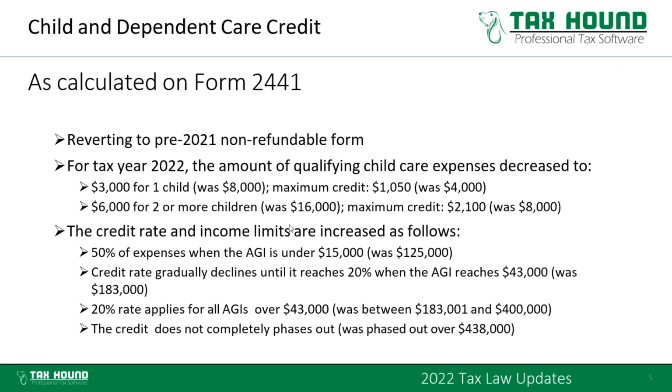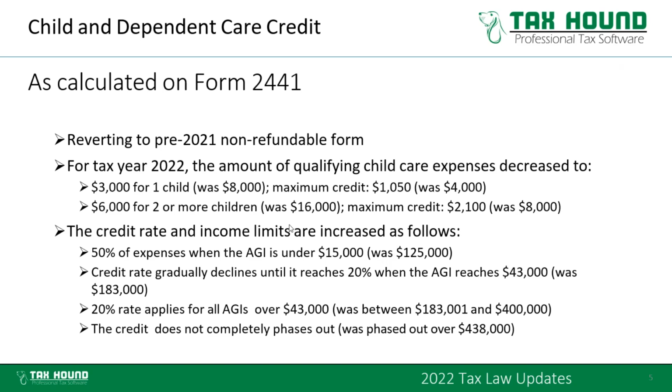50% of the expenses when the AGI is under 15,000. Last year it was 125,000, so pretty much everyone was getting 50%, or a large segment of your customer base probably was getting 50%. This year it's going to be a lot less that qualify for 50%. The credit rate is going to gradually decline until it reaches 20% when the AGI reaches 43,000. Last year was 83,000, so it will go from 50 down to 20 between 15,000 and 43,000 in AGI.